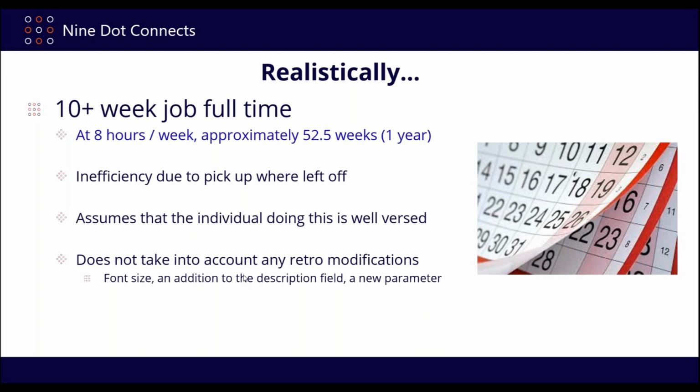It also doesn't take into account any retro modifications, meaning that let's say you were going along and around part 200, you realize, man, we missed a parameter that we really need to put into everything else. That means you now have to go back to the other components that you've already assessed and add that in there as well. So this is just assuming that you got everything right and you're moving along linearly in your review of all of your parts.